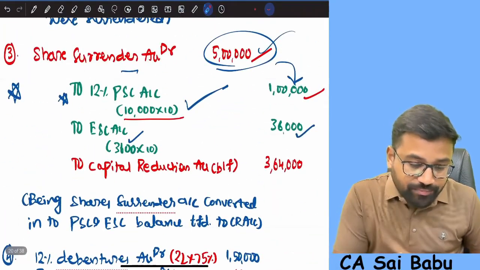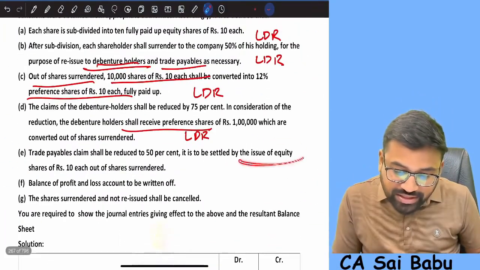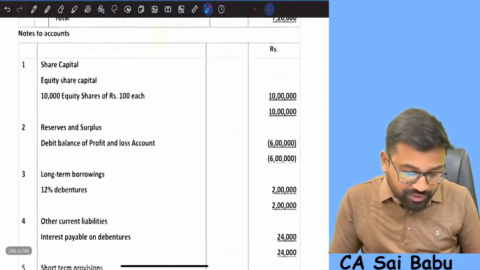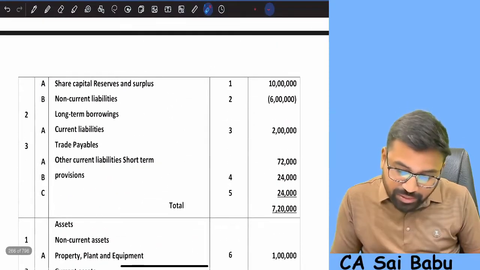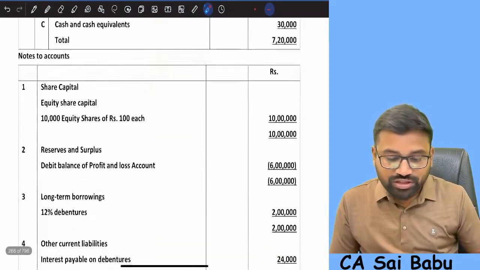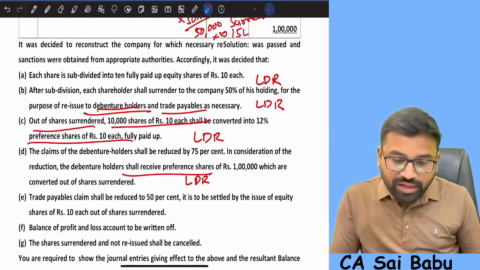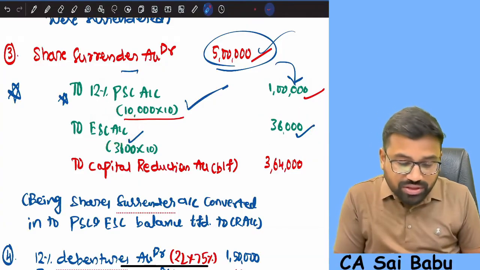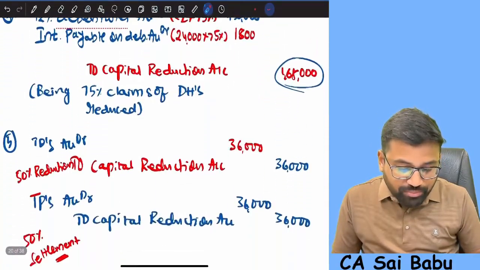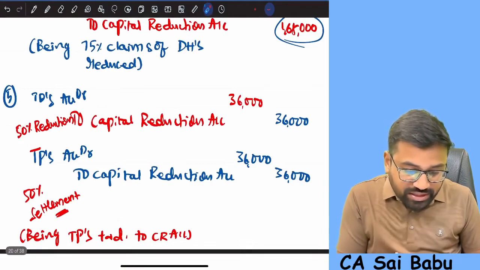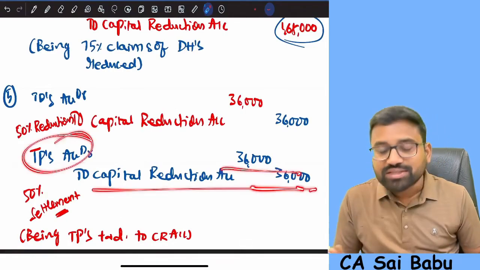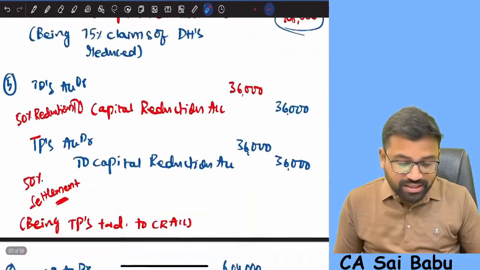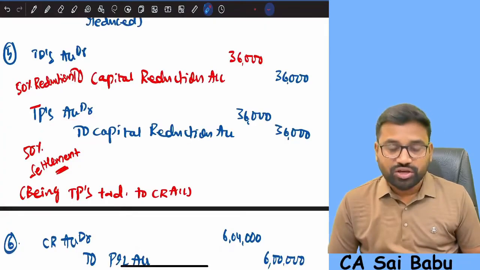And next, trade payables. If you look at the question, trade payables are settled by issue of equity shares. For what amount? First, their claims are reduced to 50%. Actually, if you look at the trade payables, sir, trade payables are 72,000. 50% they were reduced, that means 36,000. So the company will convert the share surrender into equity share capital to the extent of 36,000, because this equity share capital we are going to issue to trade payables. So to the extent we settle trade payables to capital reduction account, 36,000. So first we convert the share surrendered into share capital, then settle the liabilities, trade payables to capital reduction account.